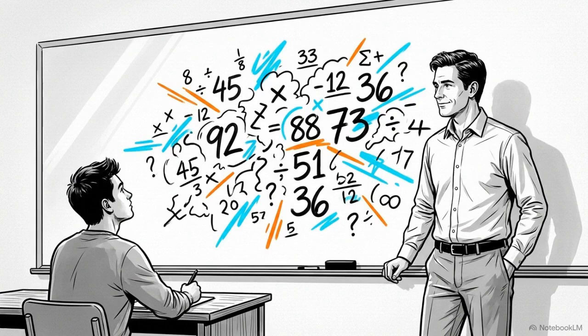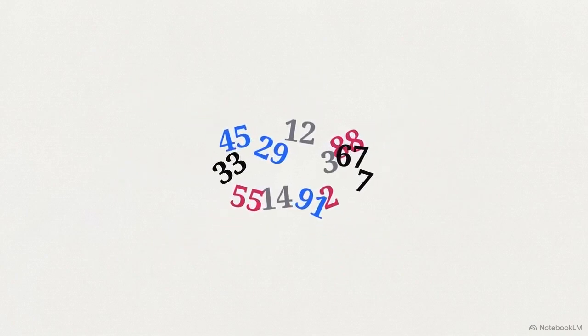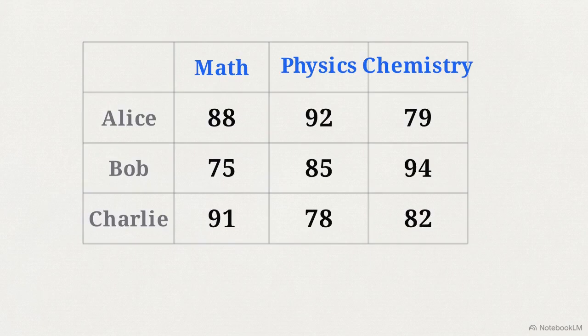When mathematicians and computers need to process thousands of numbers simultaneously, they don't read them one by one. They organize them into structured grids. Take a look at this data table of student test scores.